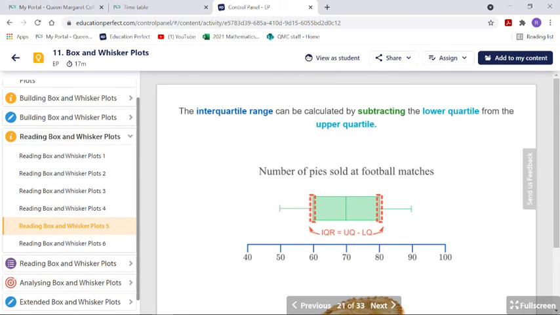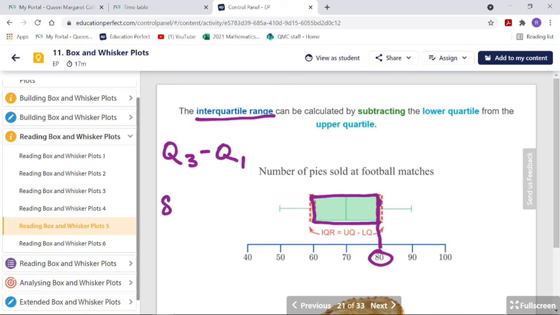Interquartile range is not one that we've talked about. So let's define it. Interquartile range is simply Q3 minus Q1. This is the interquartile range. The box is the interquartile range. Okay? So it's just Q3 minus Q1. So in this case, what's Q3? 80 minus what's Q1? Which gives us an interquartile range of what? 20. 80 minus 60. 20.